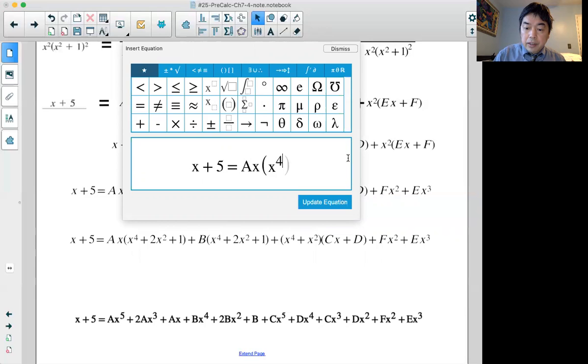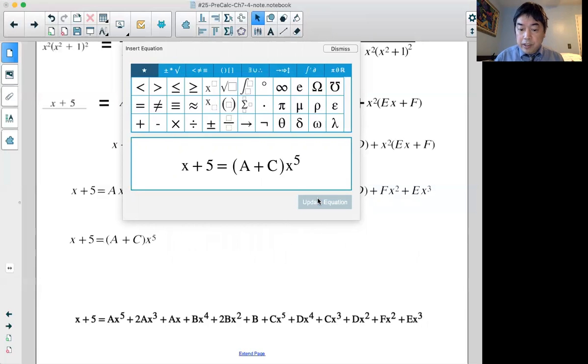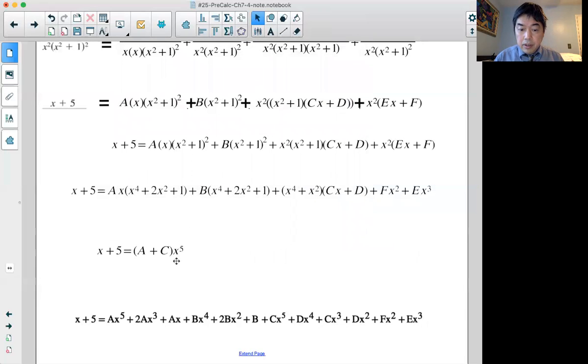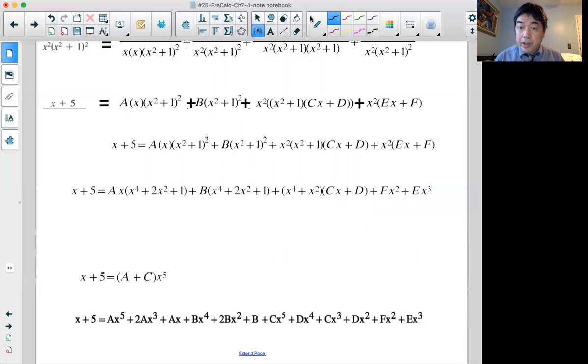And cx to the fifth power. Okay, so it must be (A plus C) x to the fifth power. That's the only fifth power I see. Okay, this is not complete one. So I will use a crayon tool to erase the fifth power.